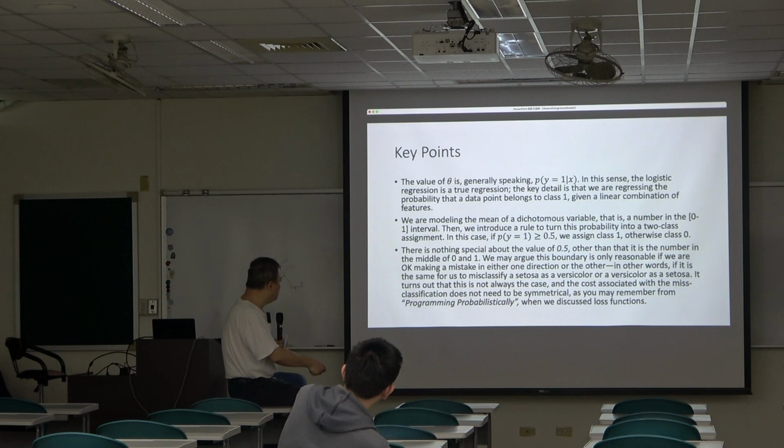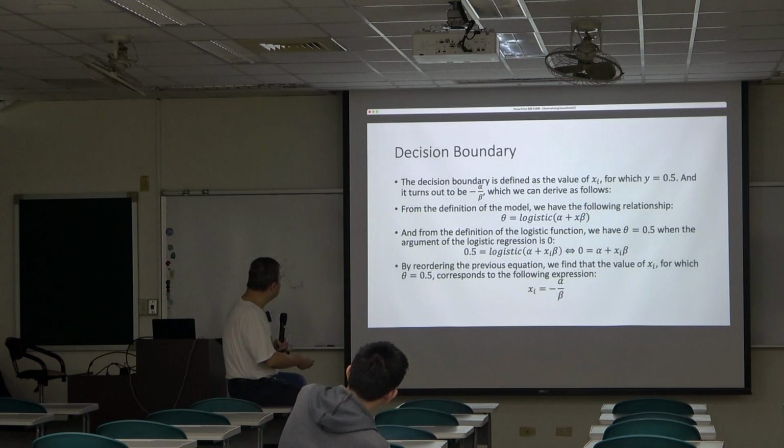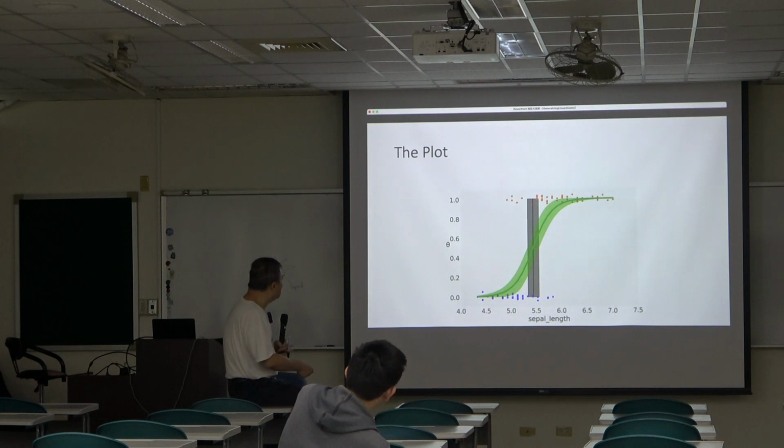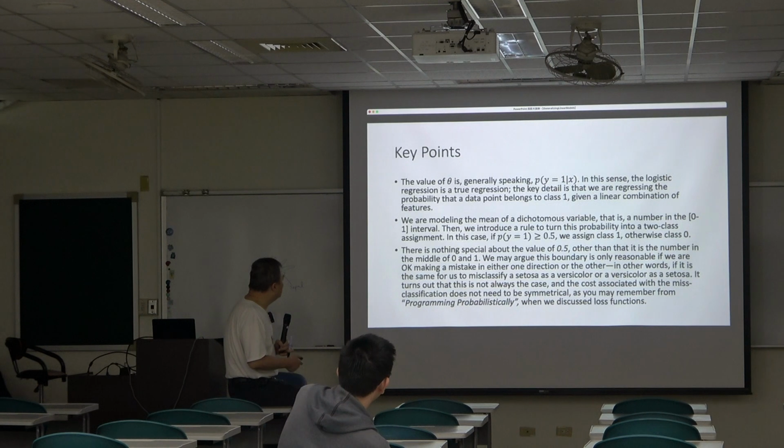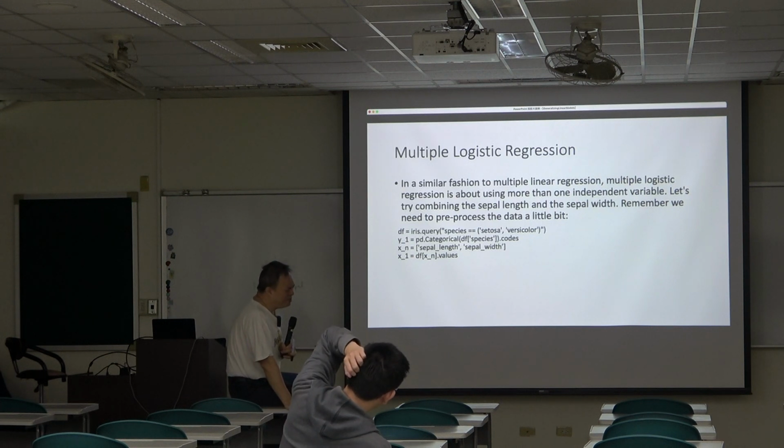As you may remember from programming probability, when we discussed the loss function, that's a different issue, but I already gave you an example. The example that we went through is a logistic regression, but that was a simple logistic regression in the sense that we only used one feature, right? We only used the sepal length. And we could also consider multiple logistic regression. Multiple logistic regression is just like multiple linear regression. It is the case when we consider multiple features.